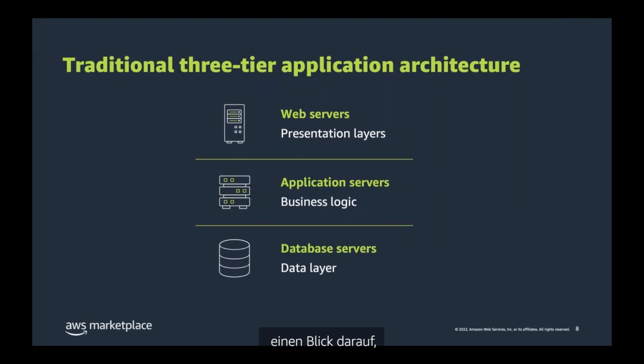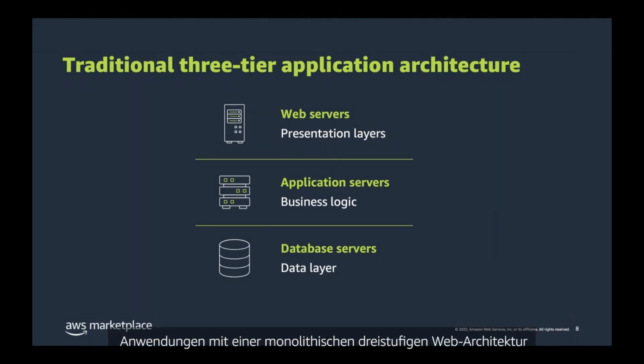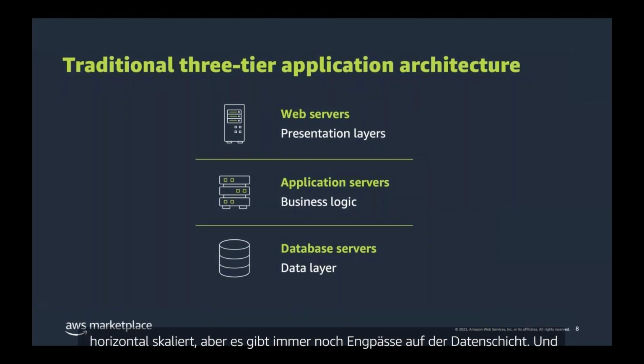Let's take a look at what's different about a modern application architecturally. Historically, applications were built with monolithic three-tiered web architecture that looks something like this, where we have a data layer that has database servers. We have the business logic run in the application layer, and the presentation layer is hosted by web servers. Some implementations have application layer horizontally scaled, but it's still bottlenecked at the data layer.